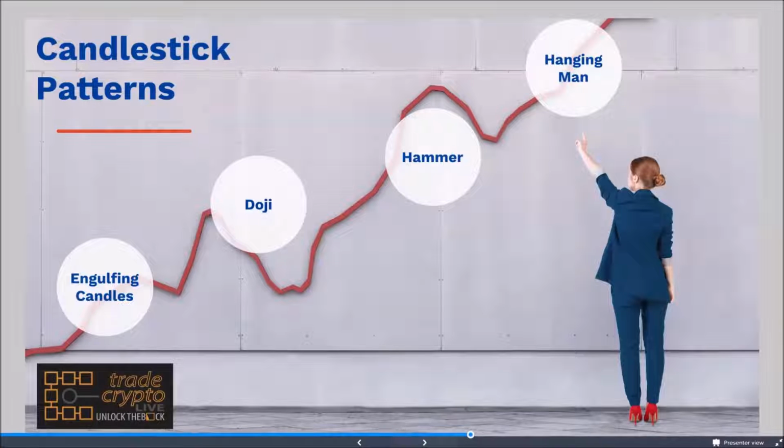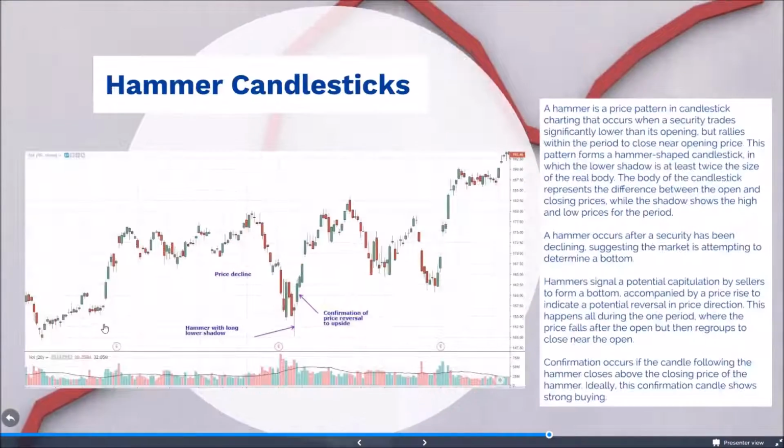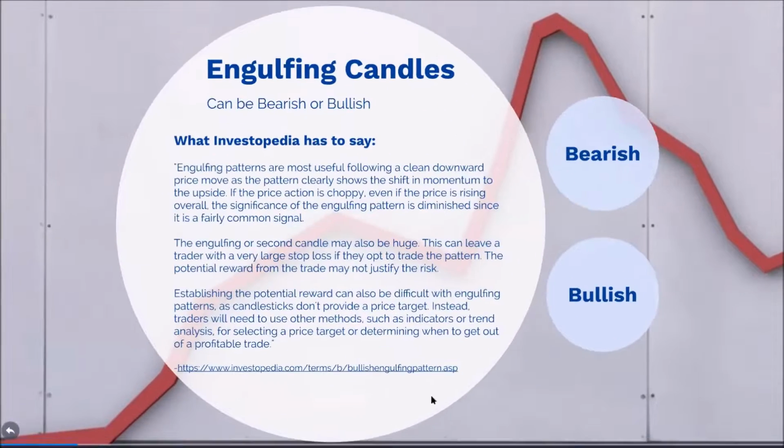So let's just take a look. Oops, I was a little ahead on when I was going the first time. We're looking at engulfing candles. So engulfing candles can be bearish or bullish. Investopedia has this to say: engulfing patterns are most useful following a clean downward price move, as the pattern clearly shows the shift in momentum to the upside.